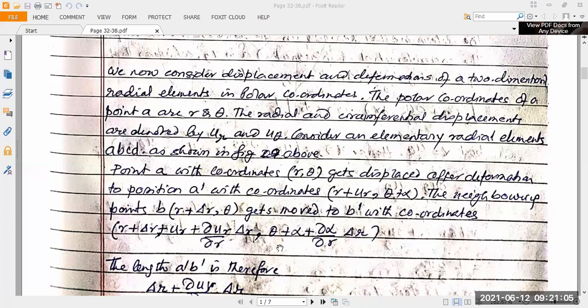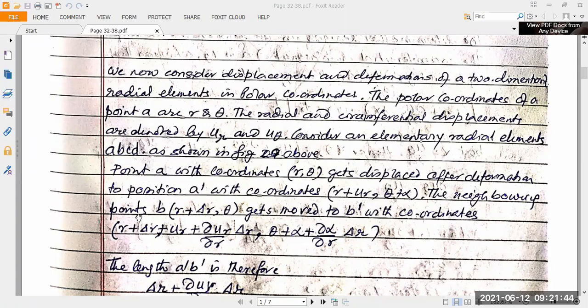Similarly, the angular coordinate at the position B was initially theta only. Now it is added by an angle alpha, and the rate of change of this angle alpha with respect to r multiplied by the change of length again, that is delta r. So delta r is the change in length from A to B, and that we are using for making the coordinates.